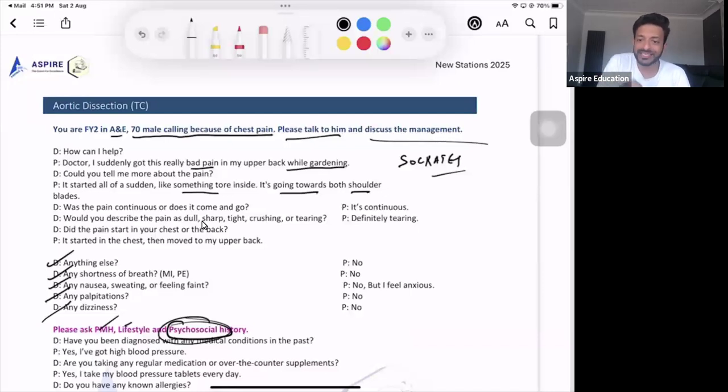And also, see, if my patient came to me and I didn't find aortic dissection, I'm happy, my patient is happy as well, right? So that's the thing. But we make sure we're not missing any red flag. Yeah. So that's what we have got in aortic dissection.